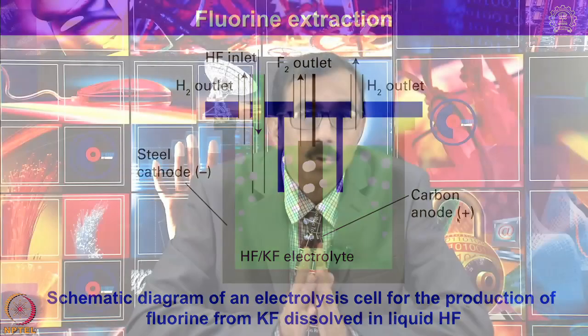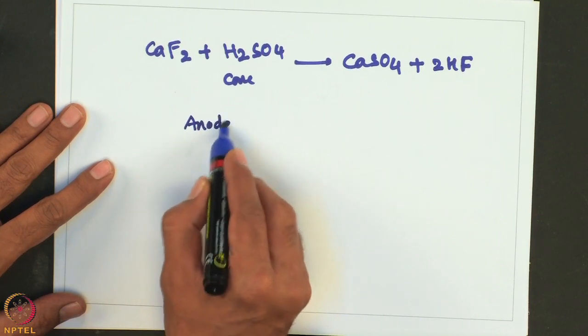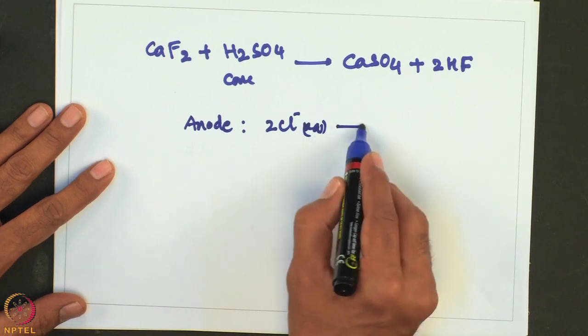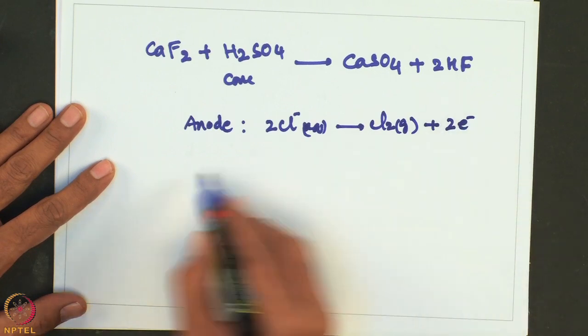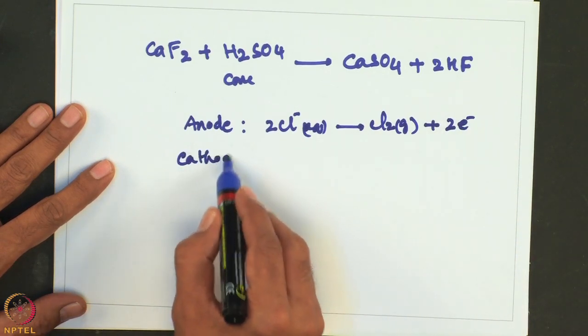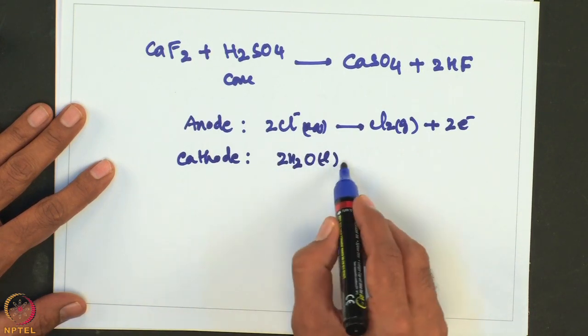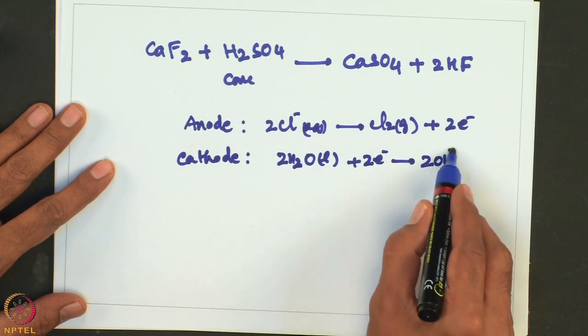And commercial chlorine is produced by the electrolysis of aqueous sodium chloride solution in a chloroalkali cell. Let me write the half reactions involved. At the anode: 2Cl minus gives Cl2 plus 2 electrons. At the cathode: 2H2O plus 2 electrons gives 2OH minus.